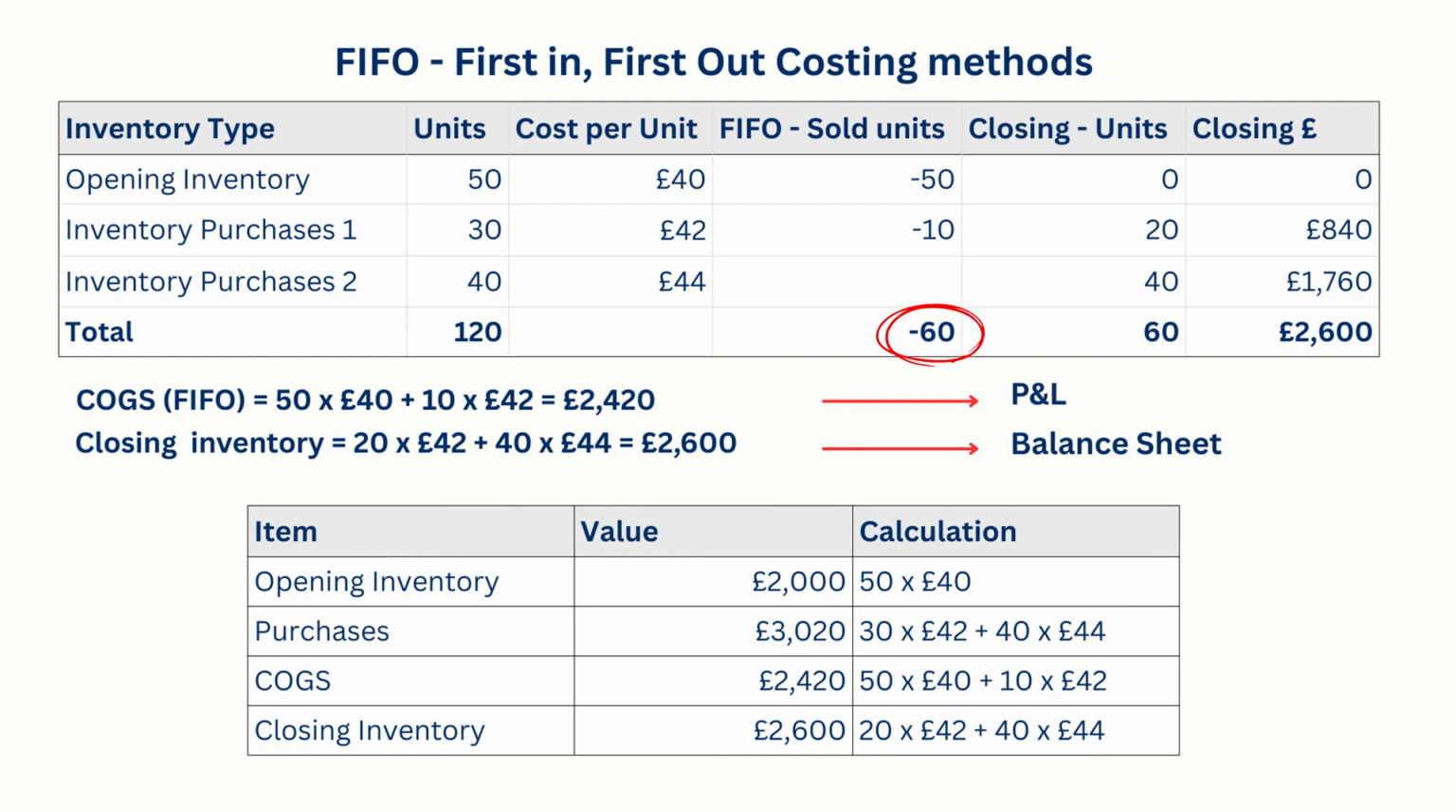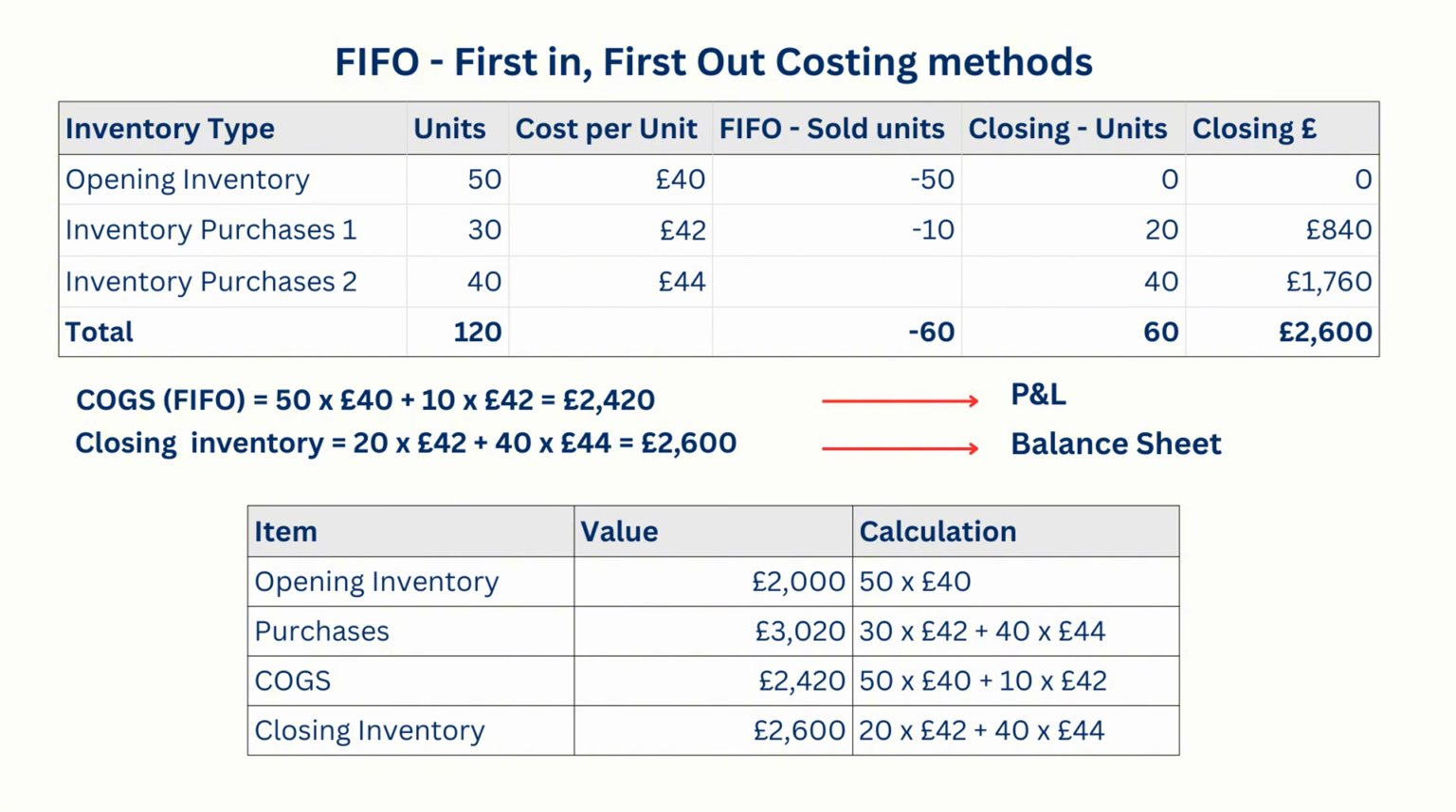We then assume that 60 units have been sold. FIFO means we start allocating cost from the oldest stock. The first 50 units sold come from the opening inventory at £40, and the next 10 units come from the first purchase at £42. This gives us a cost of goods sold, or COGS, of £2,420, which will be taken to the profit and loss account as an expense. The remaining units form our closing inventory. We use 10 of the 30 units purchased at £42, so 20 remain, and none of the second purchase has been used, so we still have all 40 units at £44.